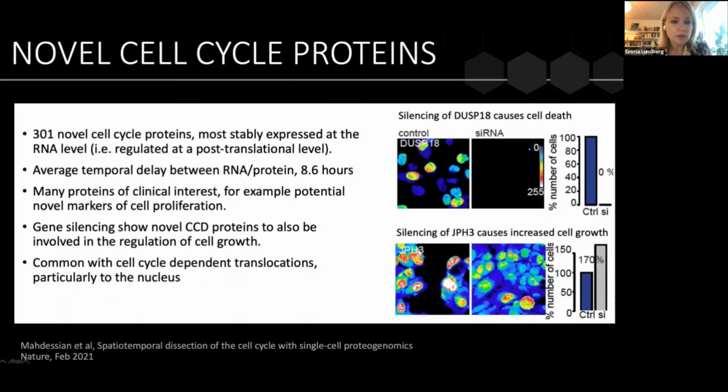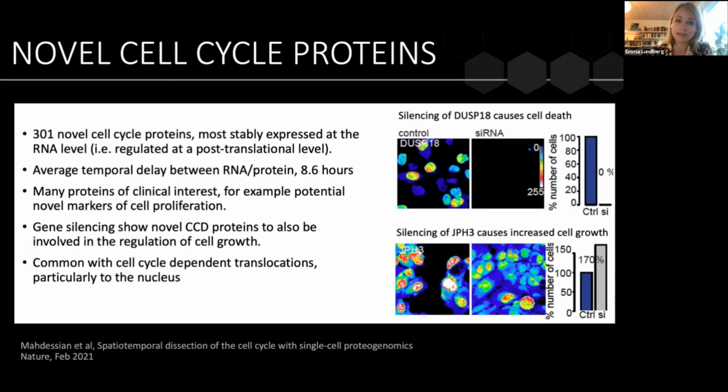So in this study, we could identify 301 new cell cycle proteins, and most of them are varying at the protein level but are stably expressed at the RNA level. And this is the reason that I think they haven't been discovered before, because the cell cycle hasn't really been studied with single cell resolution at the protein level that often. We could also see that the average temporal delay between RNA and protein in these cells that cycle at a 25-hour cycle is 8.6 hours. That is very similar to what has been shown for the circadian cycle.